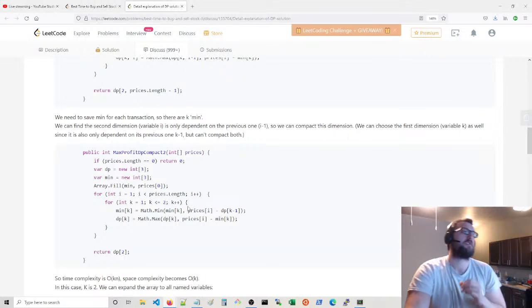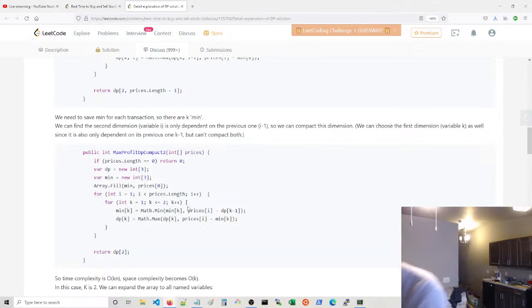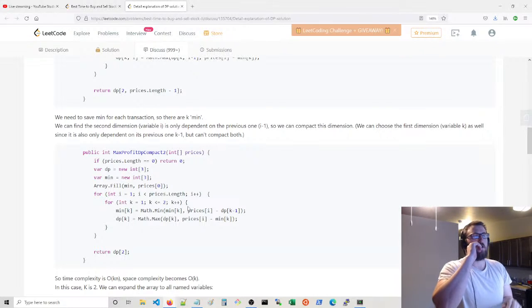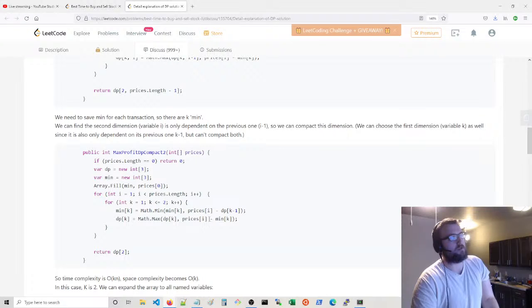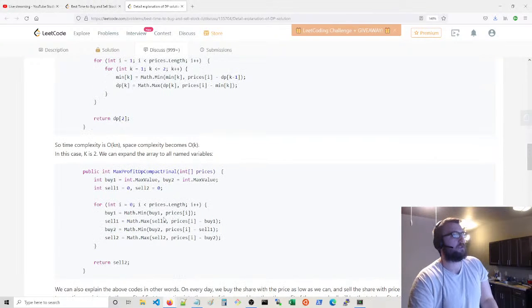Yeah, for a particular starting price, considering the best transactions you'd seen up to that point, you're going to subtract that number from your current price in order to give you what this minimum should be. And what do they name these values? Buy 1, sell 1, buy 2, sell 2.